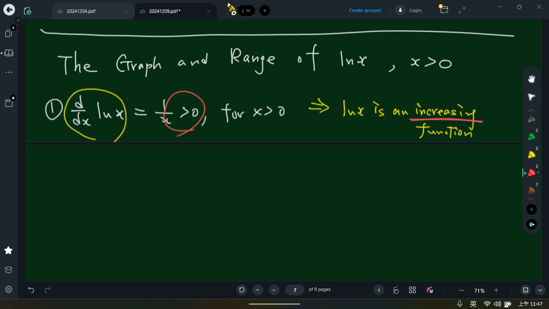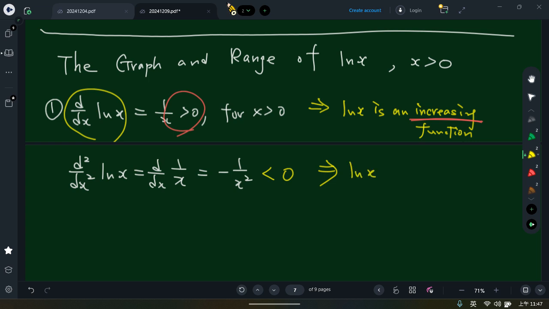And we just continue to differentiate this function. That means we differentiate this, then it will be negative 1 over x squared. That will always be negative. So based on this, we will say ln x is concave up or down.